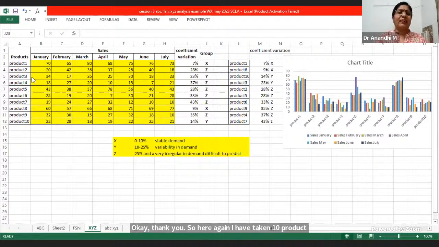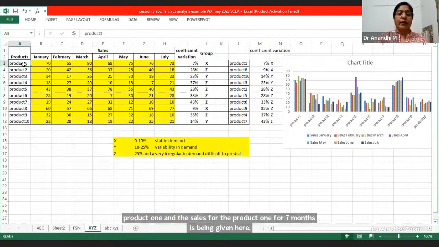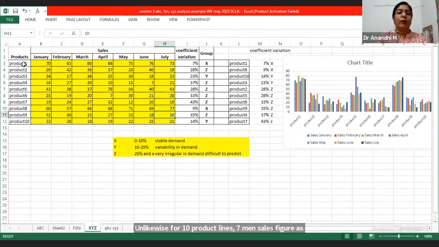Maybe take, for example, the FMCG sector, a retail outlet or unit. Product one, and the sales for product one for 7 months is given here. And likewise for 10 product lines, 7 months of sales figures are given here. 10 different product lines. So if I need to do XYZ classification of inventory, what should I do?